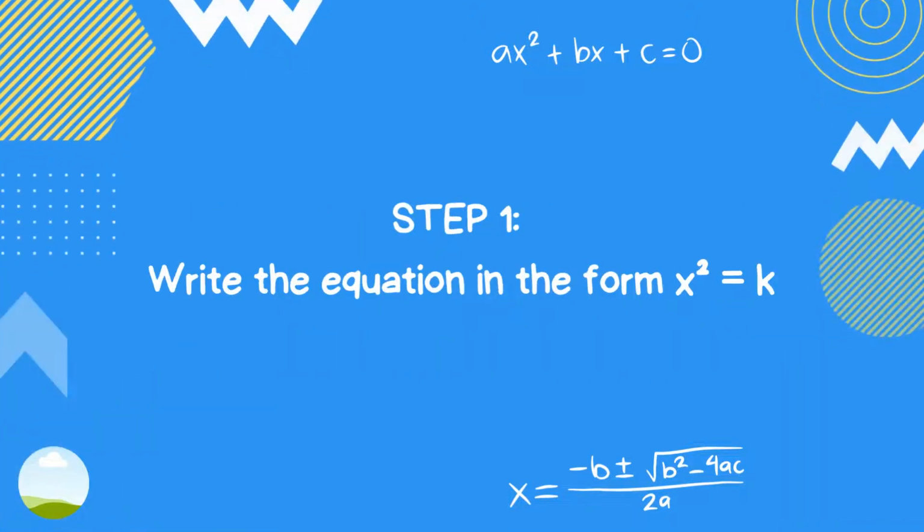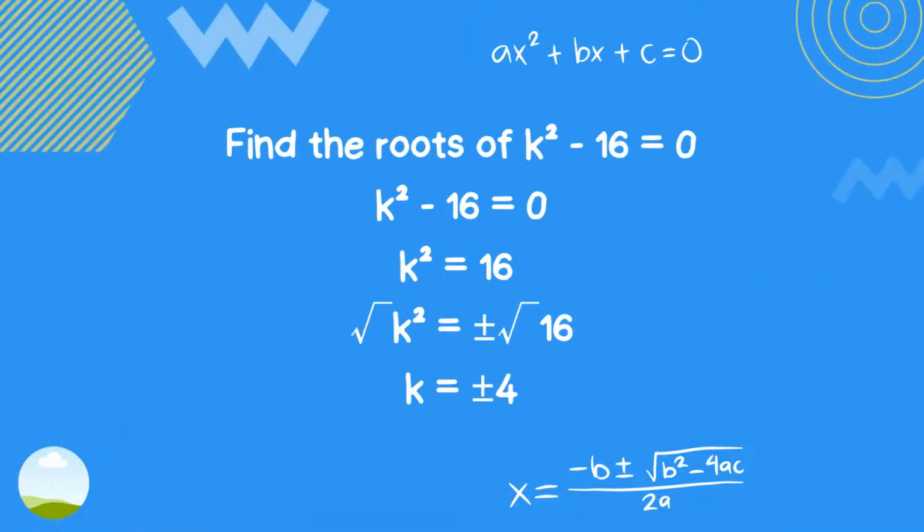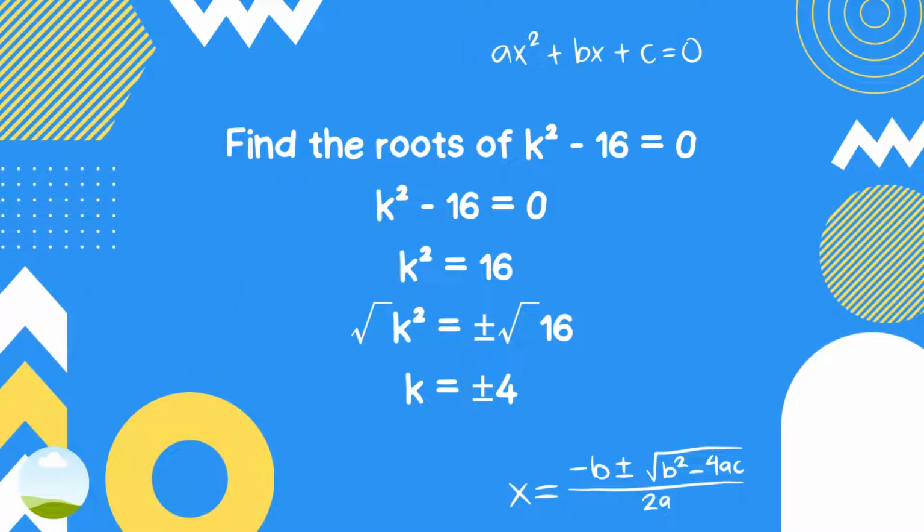real solution or root. The first step in solving a quadratic equation by extracting the square root is simply to write the equation in the form x squared equals k. For instance, find the solution or roots of the quadratic equation k squared minus 16 equals 0. All we need to do is move the constant negative 16 to the right, making it a positive number. So it will be k squared equals 16.